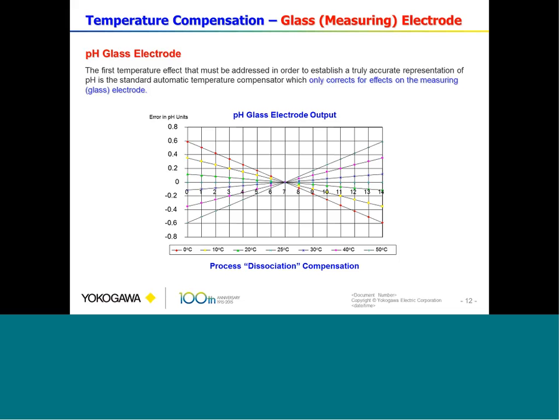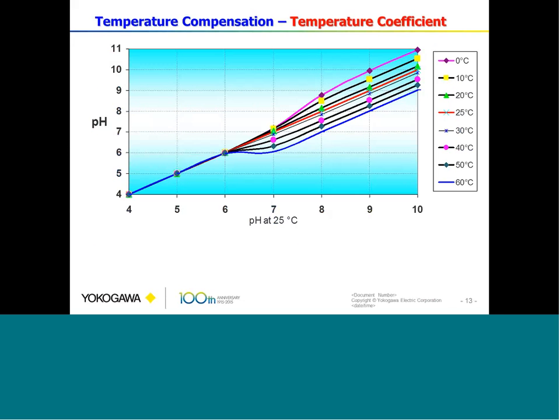Now, you notice at 7 pH, the electrode has 0 millivolt output, and really there, temperature compensation is not required. But as you get further away from 7, in either direction, the effect becomes more prevalent and more intense. The second effect has to do with the temperature characteristics of the process itself.